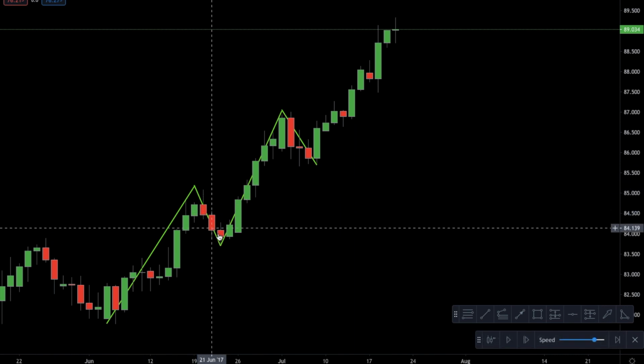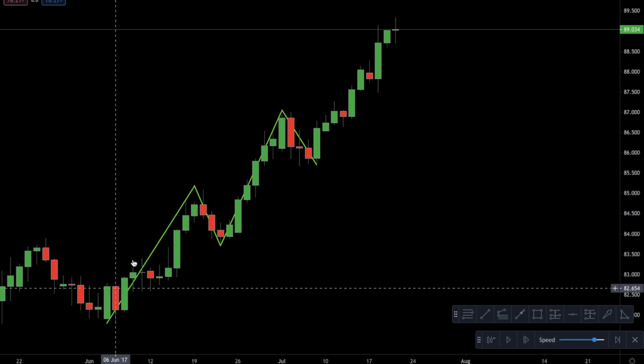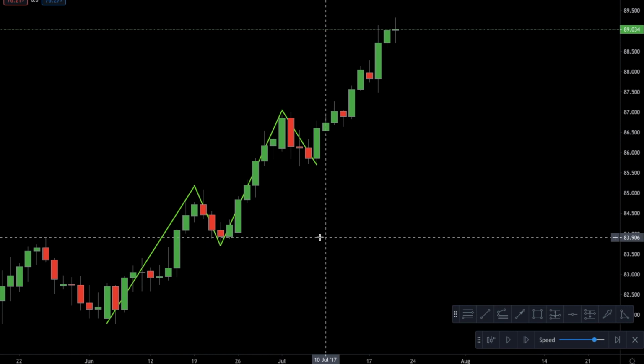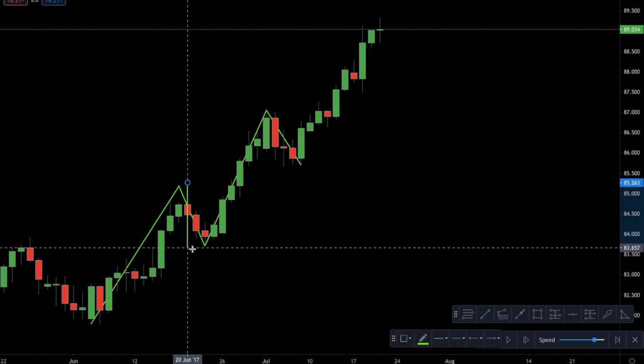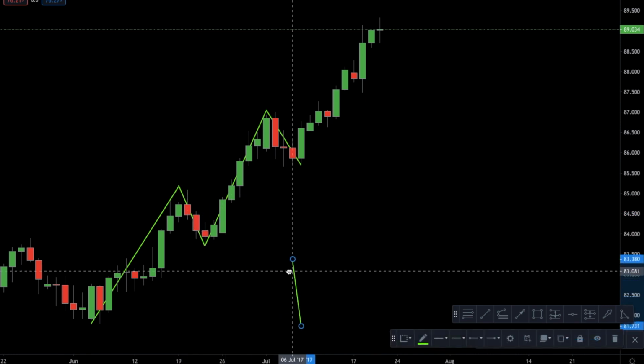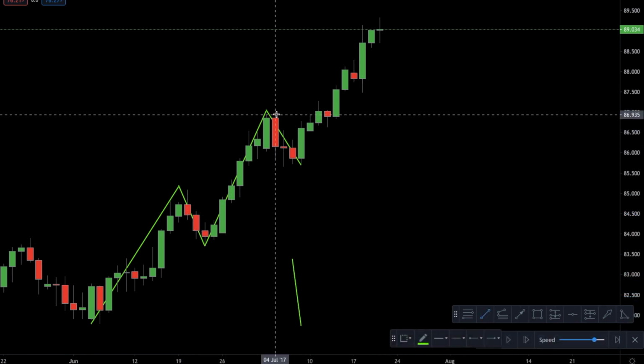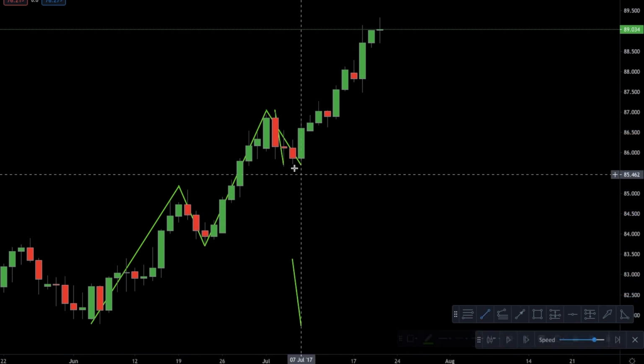So once again, these are the pullbacks, right? It's a pullback in the opposite direction of the extension. So we can do the same thing. Let's measure how deep of a pullback we had. So let's go from our high to our low. Now let's take it over here and drag it.